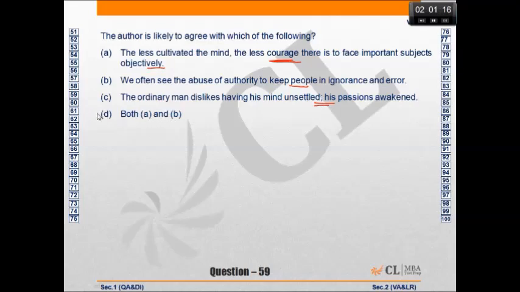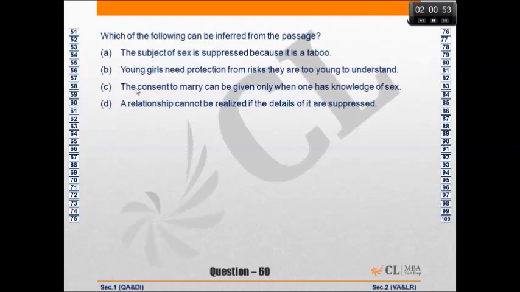Okay. We often see abuse of authority to keep people. I don't know, this was not the one. So if B is incorrect, D will also be incorrect. The less cultivated mind, the less courage there is to face important subjects. Did it mention that? I don't think so. The ordinary man dislikes having his mind unsettled, his passions awakened. Yes, that is right, because and hence politics, religion, and sex are not discussed. I will go with choice C, 59.